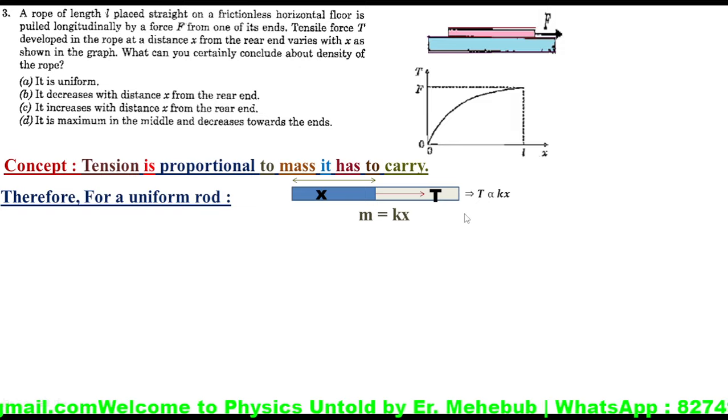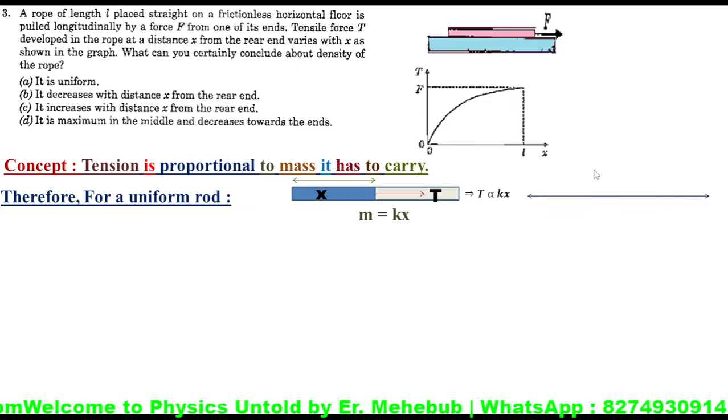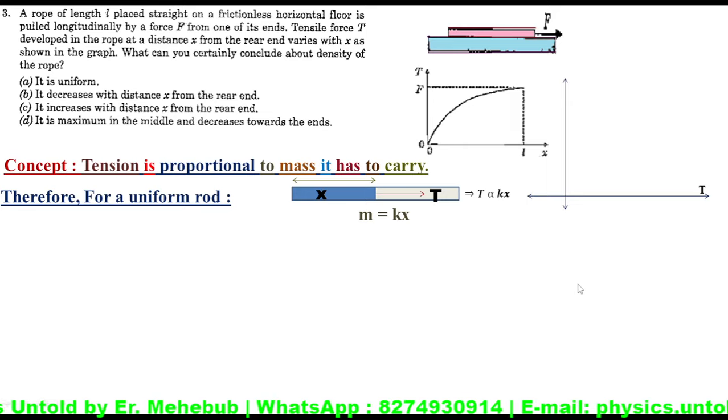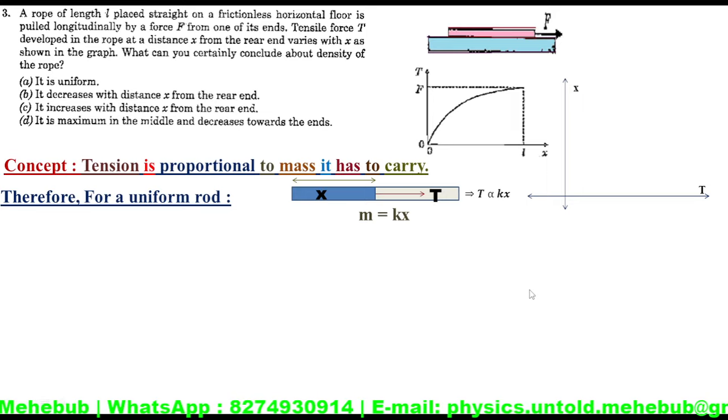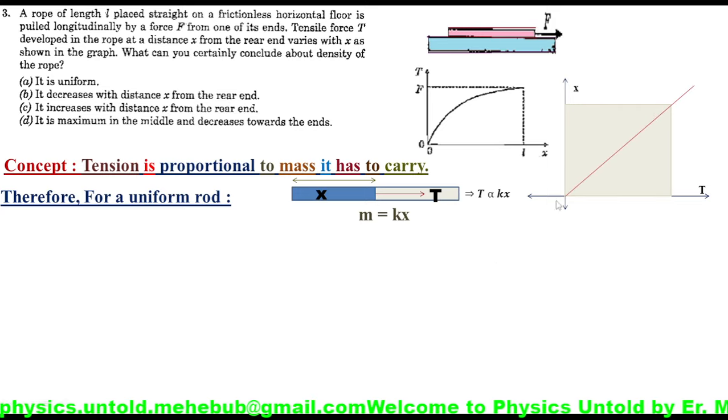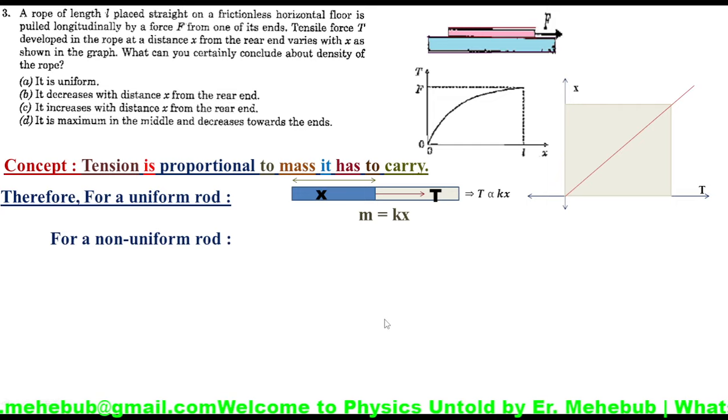Therefore we can say T is proportional to Kx, and this relation can be described graphically. This is our T axis or tension axis, and this is our displacement axis x or distance axis. If we plot a graph between these two parameters T and x, we find linearity: T is directly proportional to Kx, or T is linearly proportional to x, therefore its graph must be a straight line. This straight line is the graphical representation of T versus x. And what will happen for a non-uniform rod?